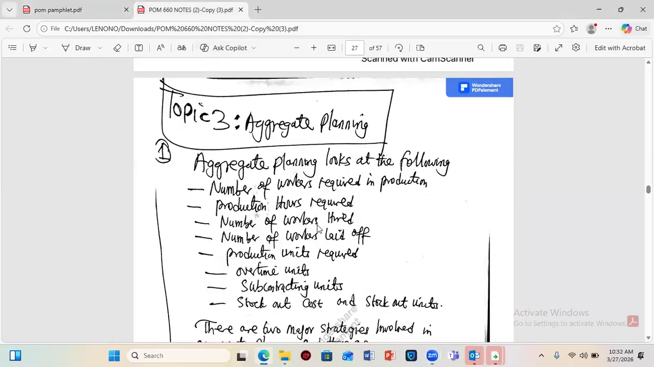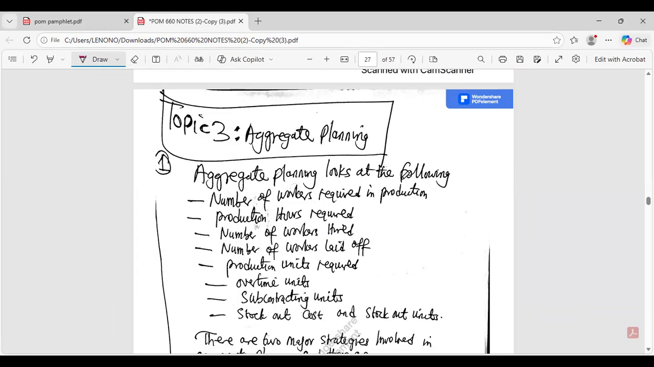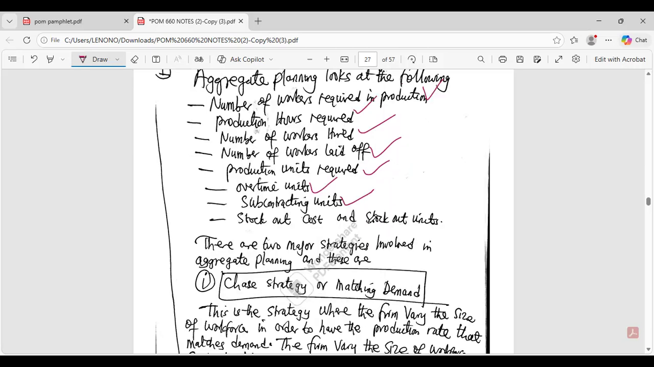Okay, so aggregate planning looks at the following: the number of workers required, production hours required, the number of workers hired, the number of workers laid off, the production units required, and the overtime units. Of course, we will also talk about the subcontracting units, the stockout units, and of course, we have two strategies that are involved in aggregate planning.